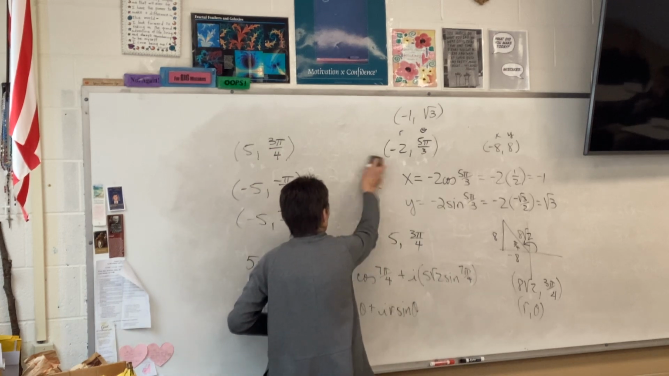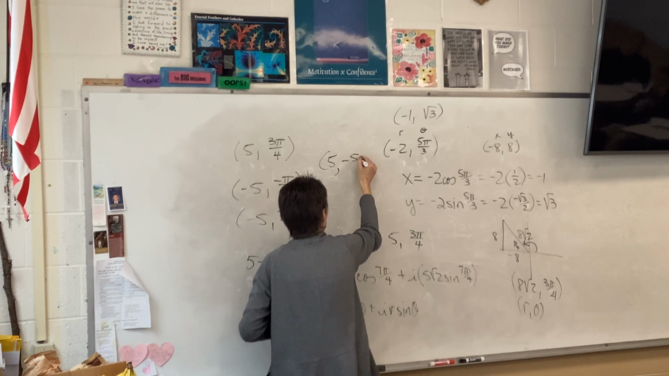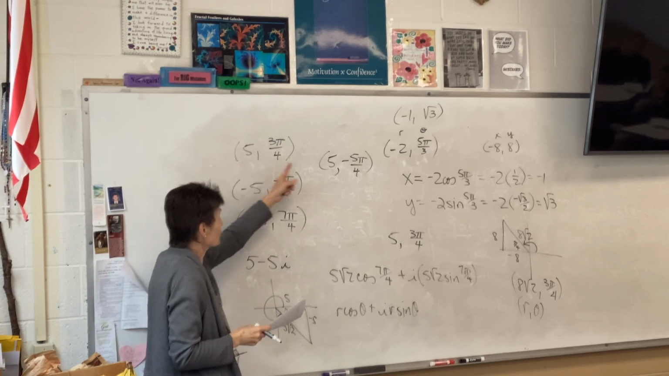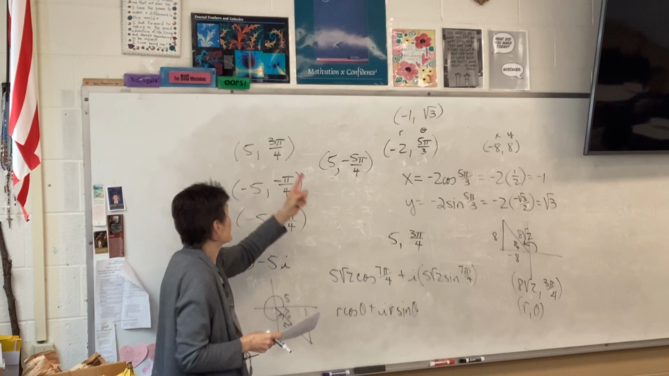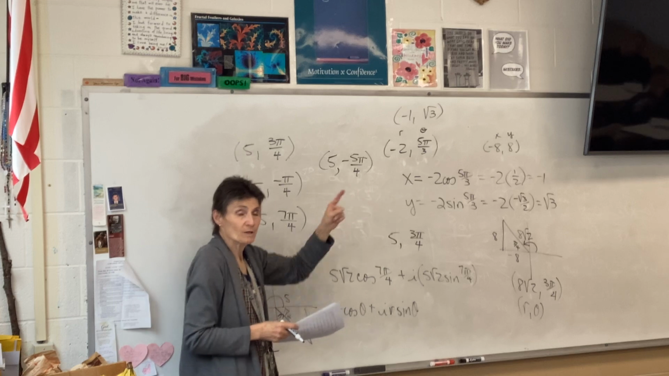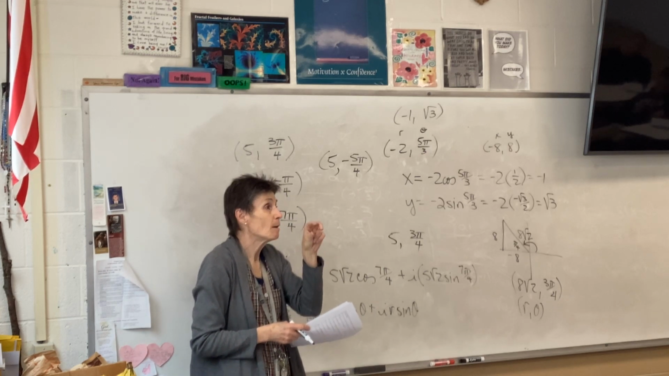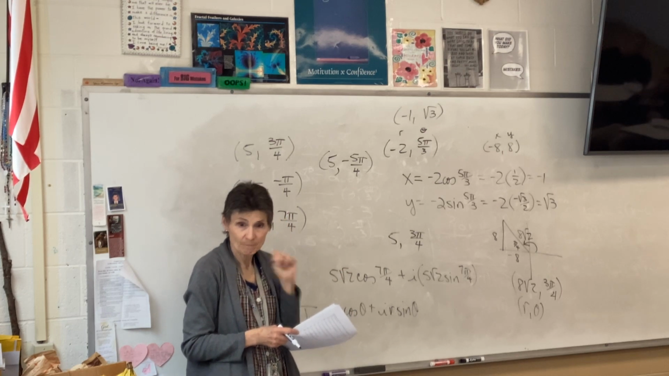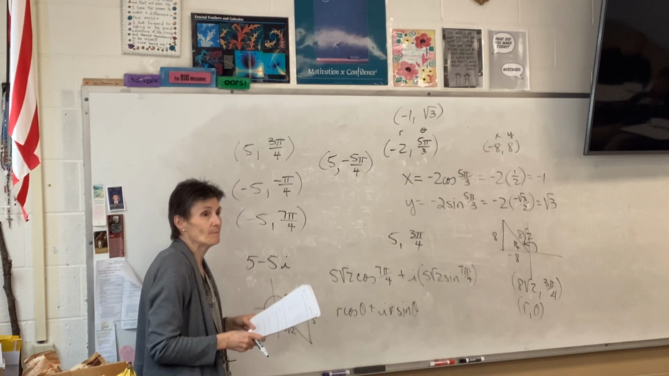5, negative 5 pi over 4, you say? Okay, what do you think about that? Notice she didn't change the sign on r. So her angle was coterminal. She subtracted 2 pi. When you change the sign on r, your angle changes by pi. When you don't change the sign on r, it changes by 2 pi. Anybody have a question about that?